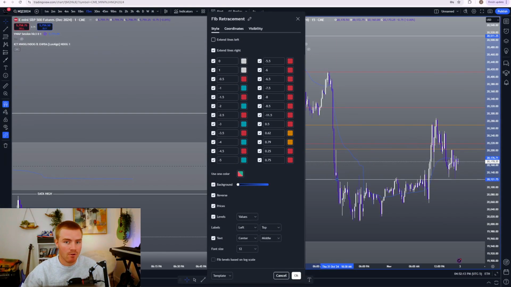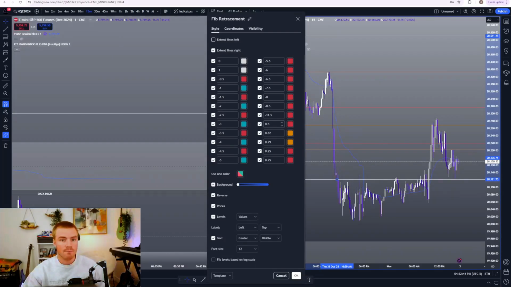You've probably seen how a lot of my levels have different colors and how I color code them differently. It doesn't really matter what color you use. That can be dependent on whatever you want, right? It's personal preference. For me, I make my standard deviations 1 through 5 kind of a teal color just so they stand out. And then all my other colors are red except for my OTE levels, 0.62, 0.79. So again, color coding is going to be completely up to you and how you want to structure your Fibonacci retracement tool.